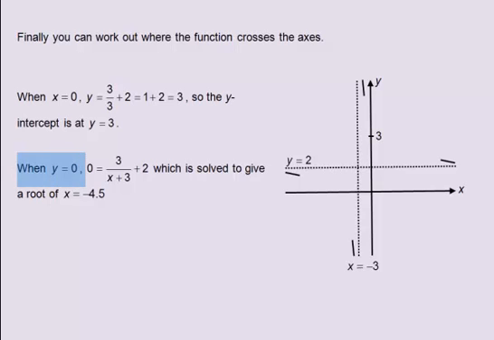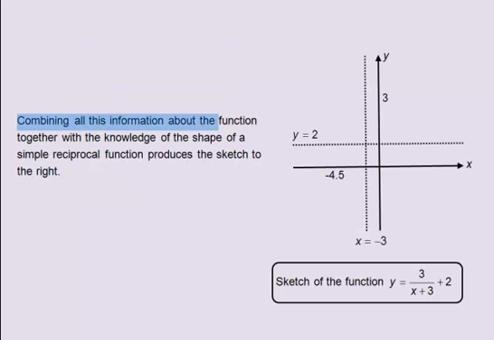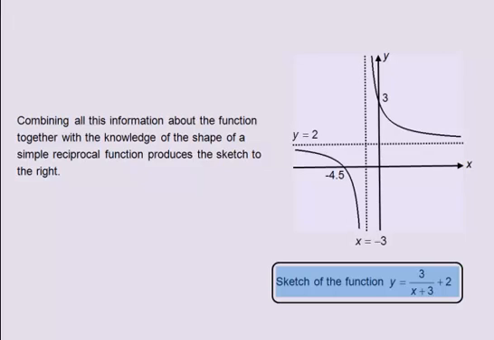When y equals 0, 0 equals 3 over x plus 3, plus 2, which is solved to give a root of x equals minus 4.5. Mark this on your sketch. Combining all this information about the function together with the knowledge of the shape of a simple reciprocal function produces the sketch to the right. Sketch of the function y equals 3 over x plus 3, all plus 2.